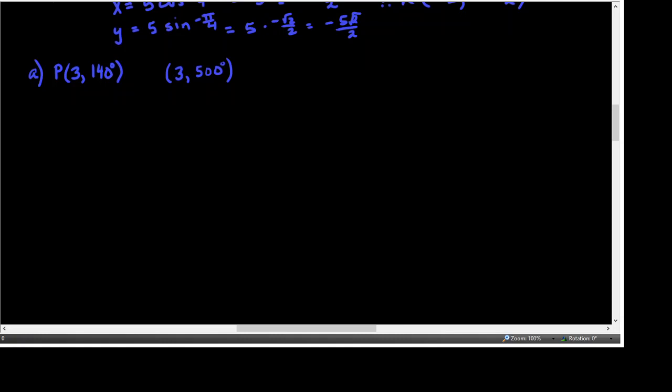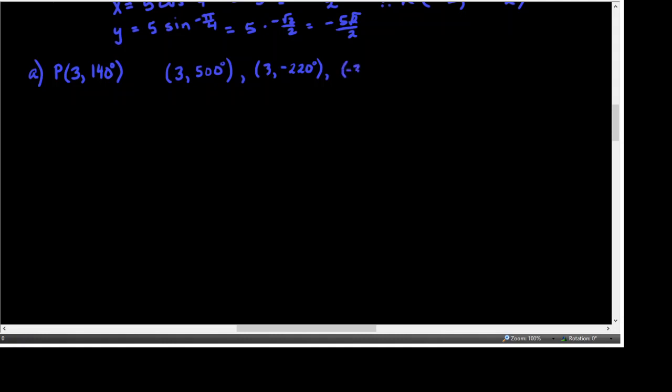Then instead of adding 360, if I keep the positive 3, I could subtract 360, and 140 minus 360 is negative 220 degrees. Okay. Now I'd like to make sure that we practice the negative r thing.